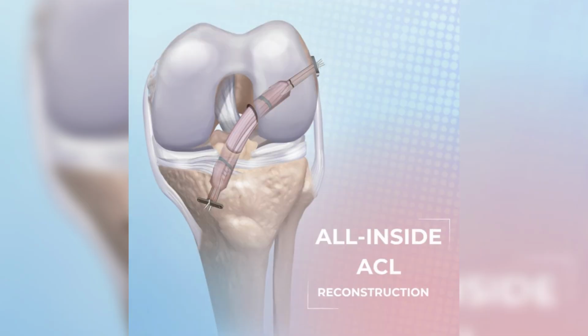The other option is to make it into 4. Like you got a graft, instead of folding it into 2 or 3, you fold it into 4 and then use it. This we do by a procedure called an all inside ACL reconstruction. Here we use a button on the thigh bone, button on the leg bone, and without using any screw, we do this fixation. That is an all inside ACL reconstruction.